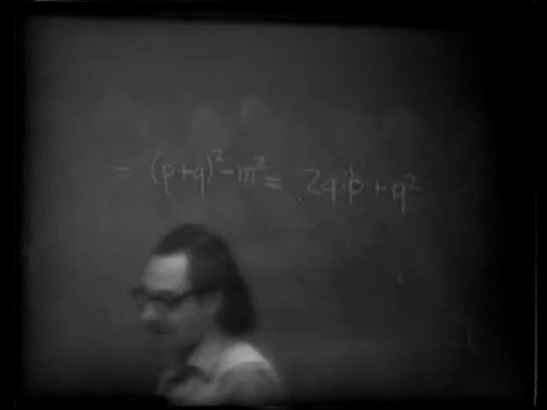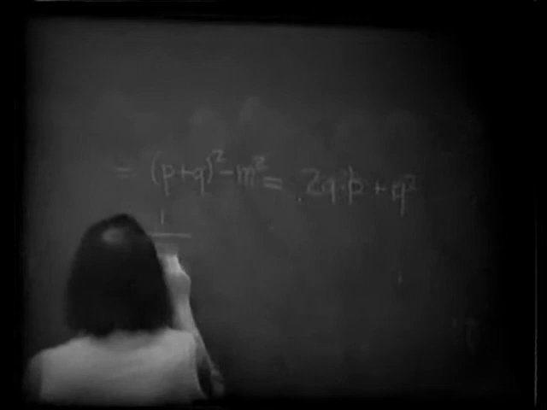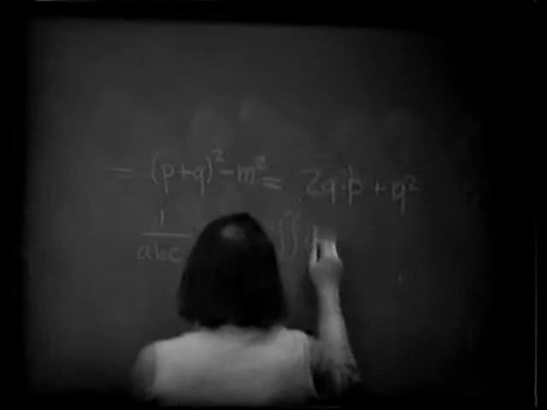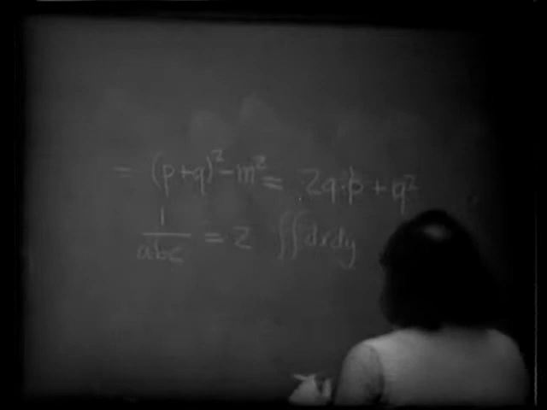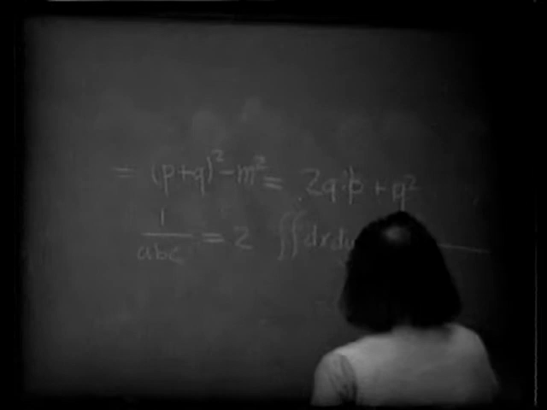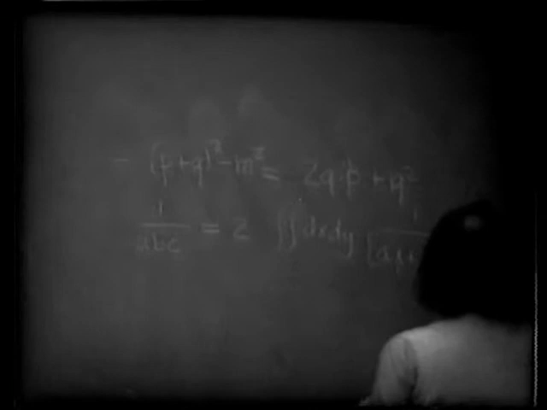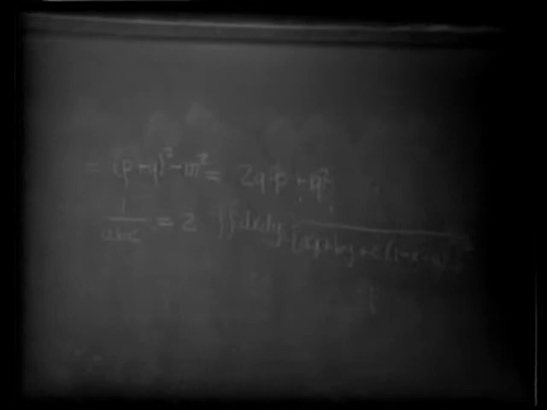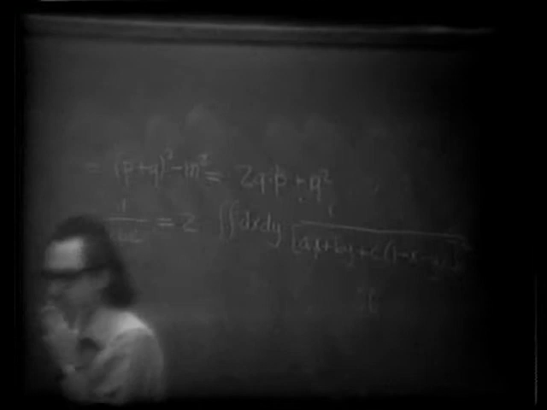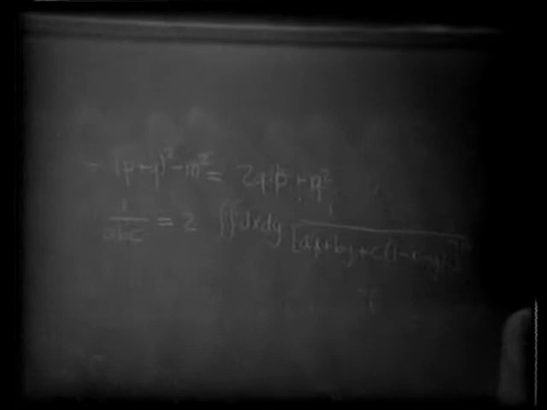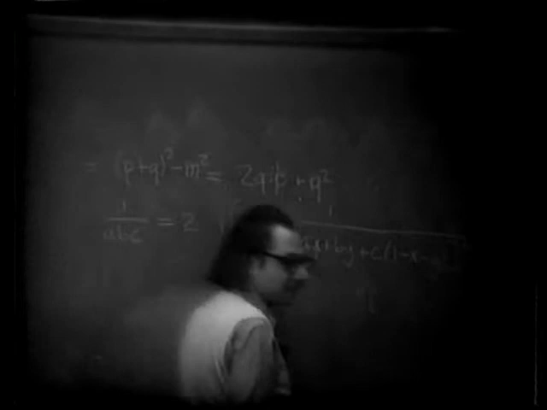Secondly, I have the marvelous denominator combining formula that tells me 1 over ABC is 2 integral over a certain range, which I will specify in a moment, of 1 over Ax plus By plus C(1 minus x minus y), quantity cubed. That was one of the Feynman formulas, which we discussed in detail when we were doing scalar theories. The range of integration is x and y both greater than 0, x plus y less than or equal to 1, or a triangle. So I'll just write it for shorthand as integral over that triangle in xy space.